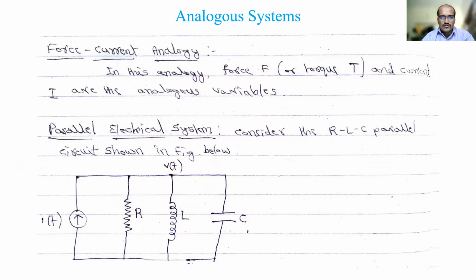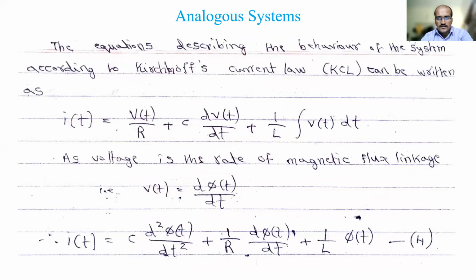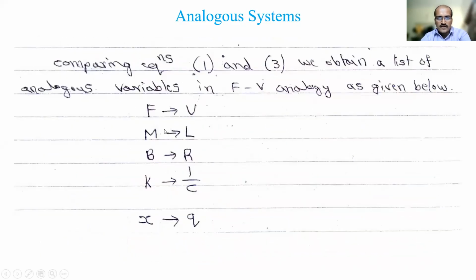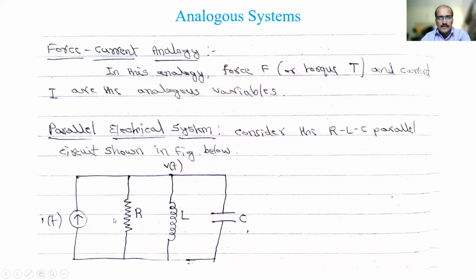Again, I have not shown you the rotational one previously. In the previous one, here we have the rotational one. In place of F you have T, in place of M you have J, in place of B you have D, in place of K you have K, and in place of X you have theta. That's it, the chain. No need to derive again.